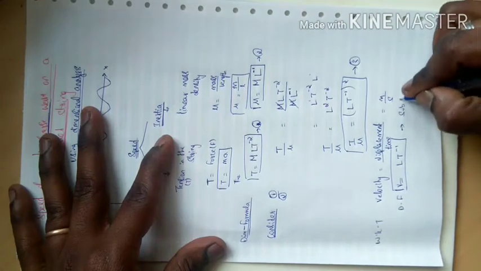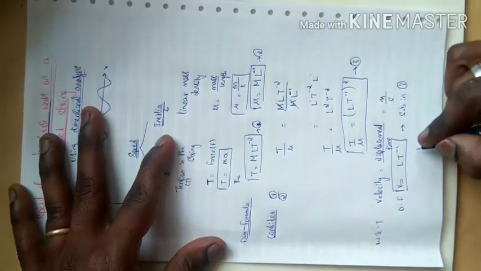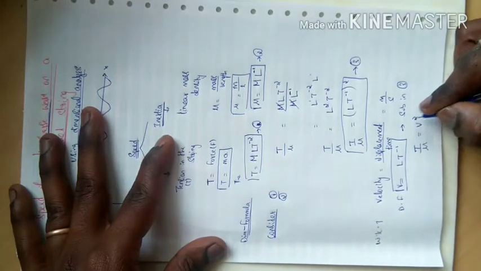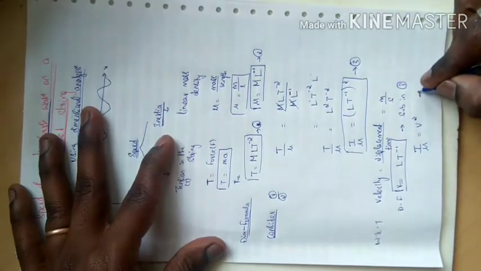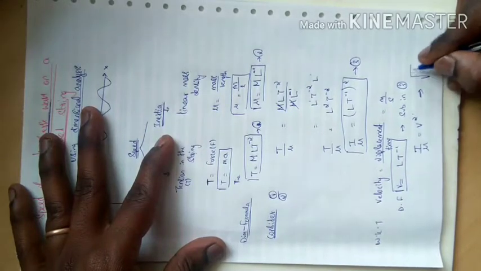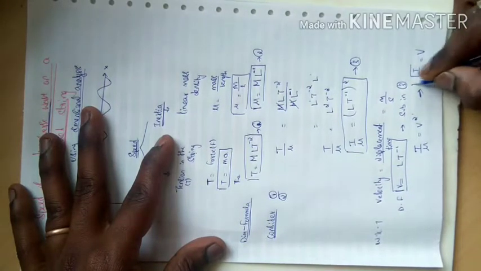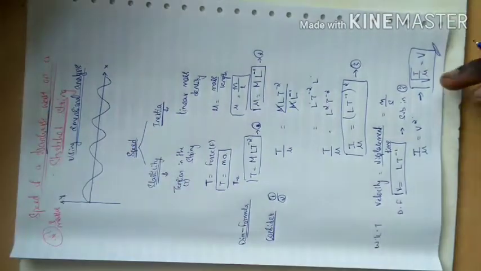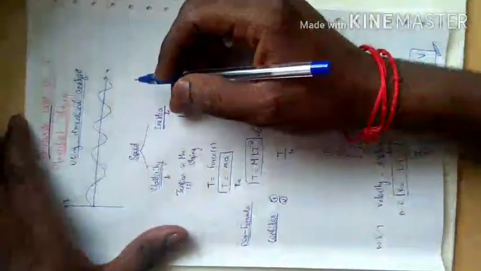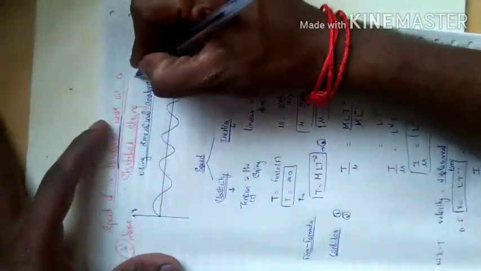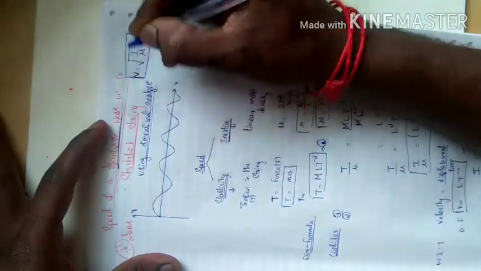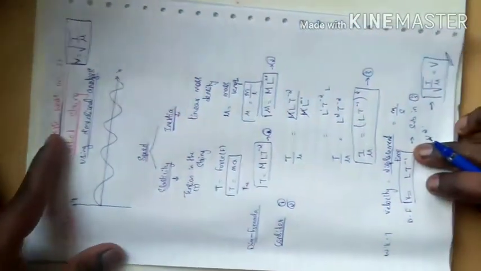Substitute in 3. You substitute in 3, what you'll get? T by mu is equal to V whole square. Sending the square to this side, it changes to root T by mu is equal to V. This is the expression for what? For the velocity of a transverse wave on a stretched string. Very, very important note. What is the expression you have got here? V is equal to root T by mu. This is the expression for the velocity of a transverse wave on a stretched string.